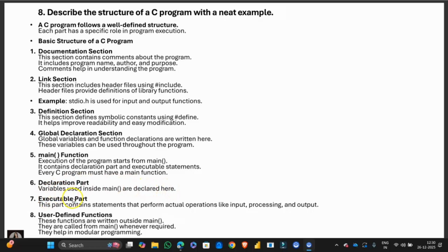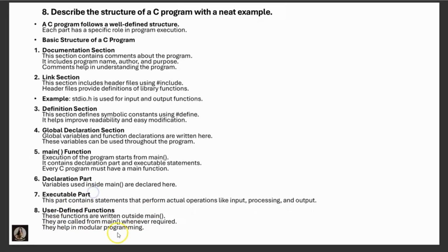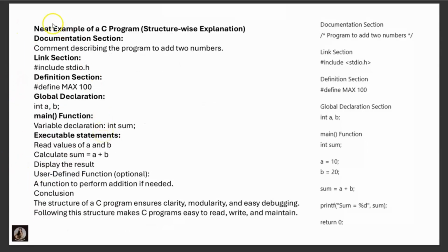And the next one is the executable part. This part contains the statements that perform actual operations like input, processing and output. That is the executable part. User defined functions: these functions are written outside the main function and they are called from the main function whenever required, and they help in modular programming as well. This is all about the structure of C programming. What are the sections it has? Let us understand with a simple example of a C program.